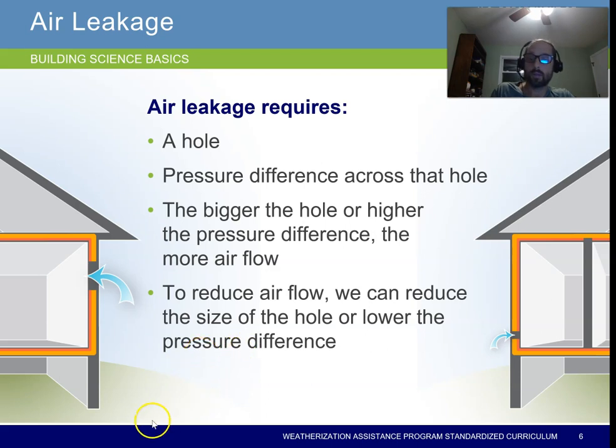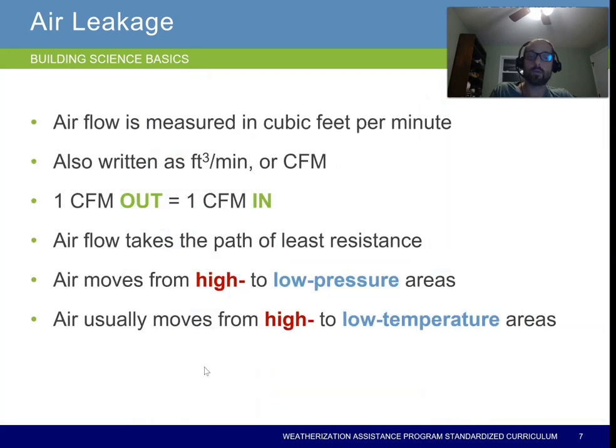You want to jot that term down, delta P. Remember, that's the triangle, delta P, or difference in pressure. The greater that is, the more air is going to flow as well. Another really important property of air in and out of a building is that in the U.S. we measure it in CFM, or cubic feet per minute. You want to jot that down. Airflow takes the path of least resistance.